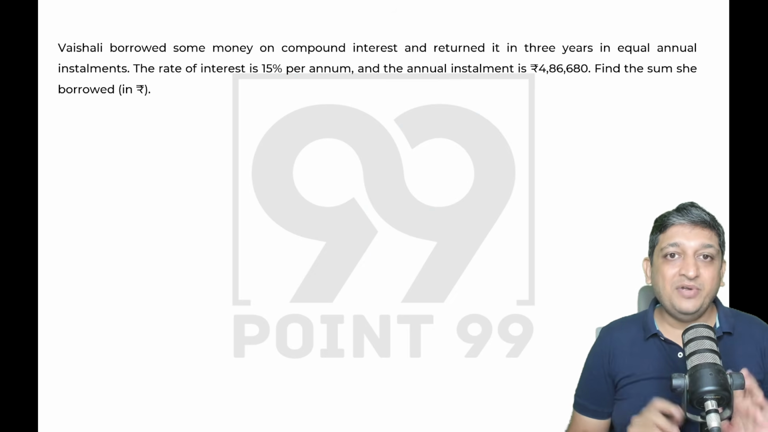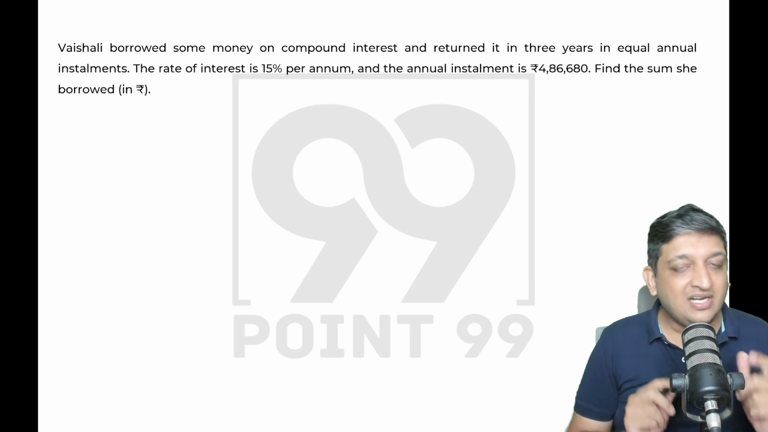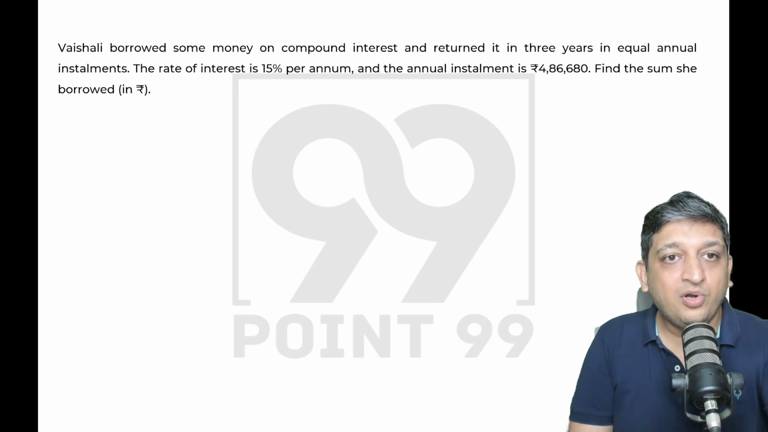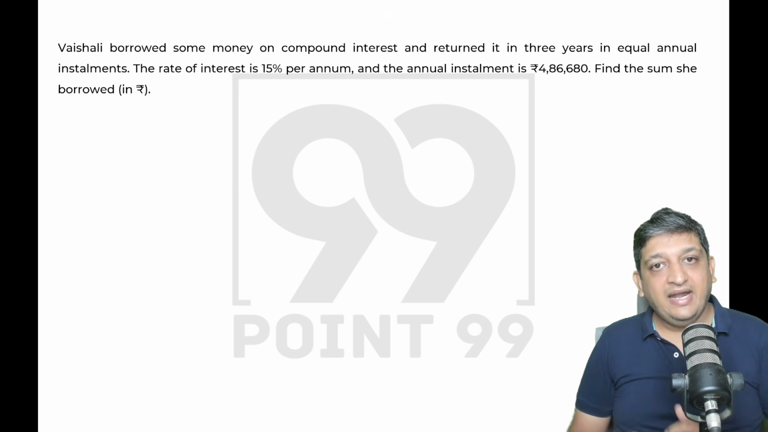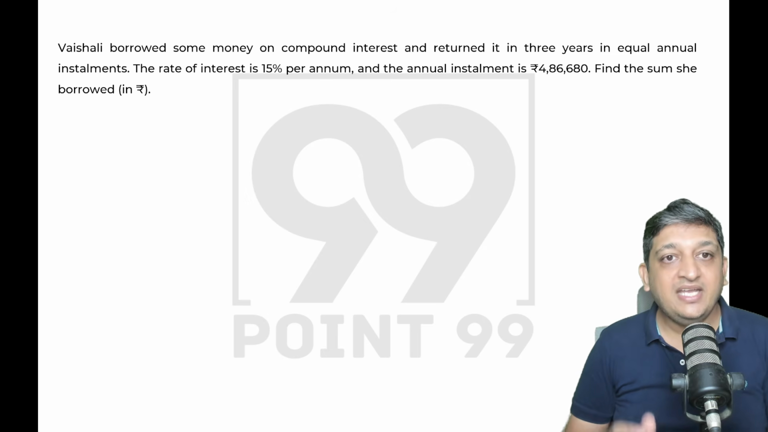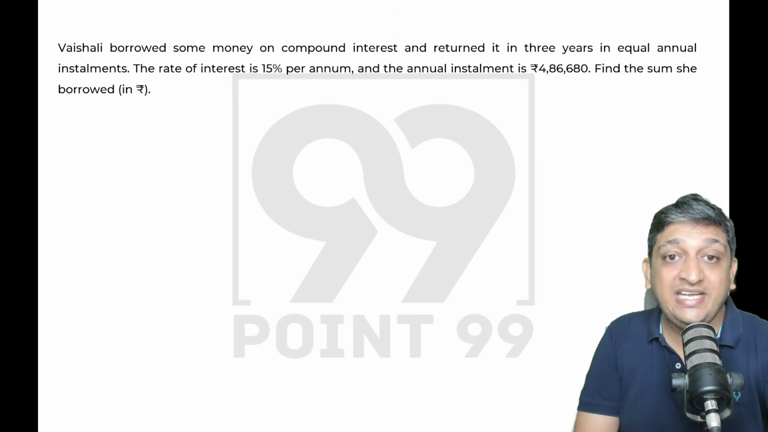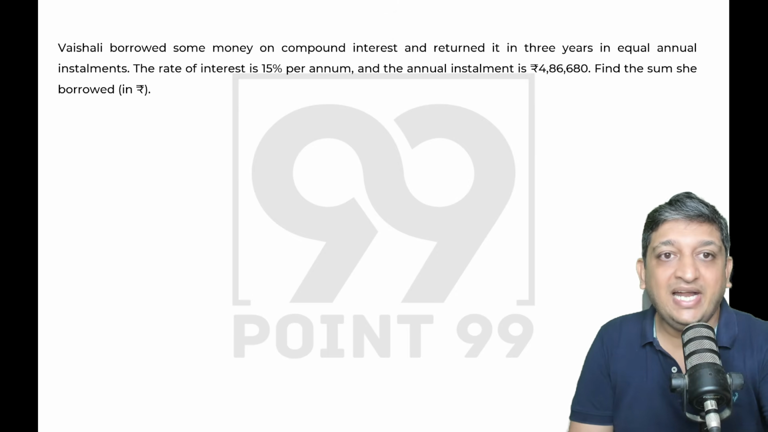In this question, we are going to look at installments. So again, try this out, refer to the formula that I had mentioned earlier and then check out the solution that's going to follow. Now, Vaishali borrowed some money on compound interest and returned it in 3 years in equal annual installments. So my life becomes much easier, equal annual installments. The rate of interest is 15% per annum and the annual installment is 486680. You have to find the sum that she had borrowed.